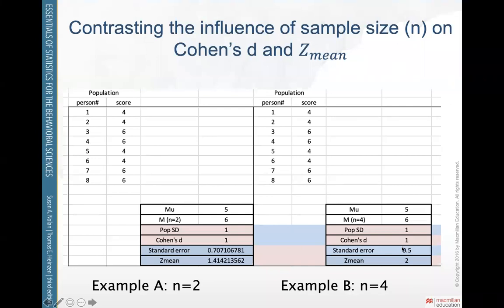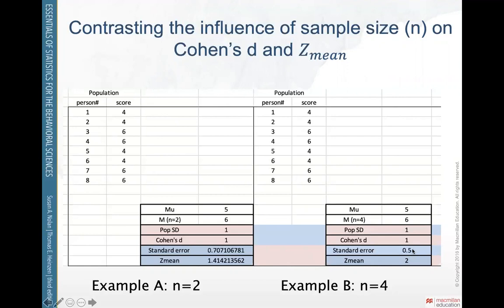Let's make sure we understand why the standard error is 0.5. If you recall, the standard error is the population standard deviation divided by the square root of n. Our population standard deviation was 1. The square root of n, so the square root of 4, would be 2. So the population standard deviation divided by the square root of 4, which is 2, 1 divided by 2 gives us a standard error of 1/2.